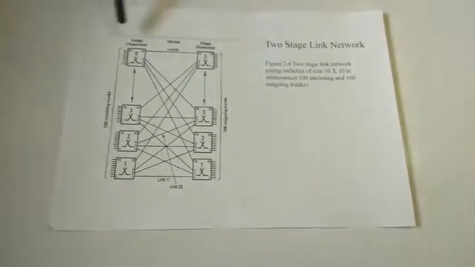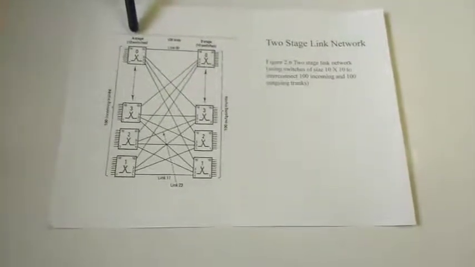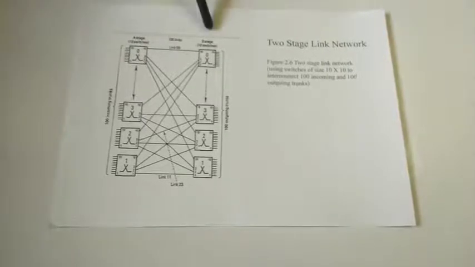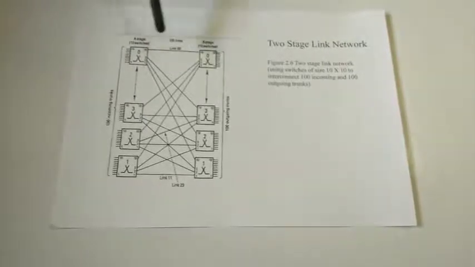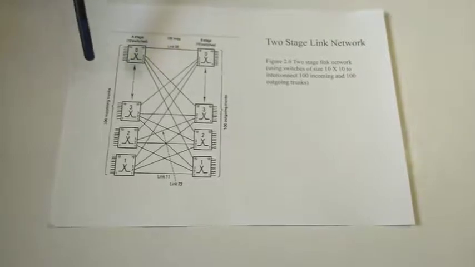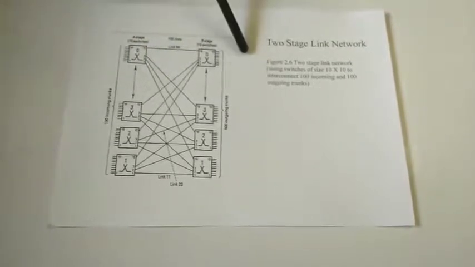It is shown in the diagram. This side is called the A stage and this the B stage, which are connected with links. Suppose assume that I need to connect 100 incoming trunks to 100 outgoing trunks.